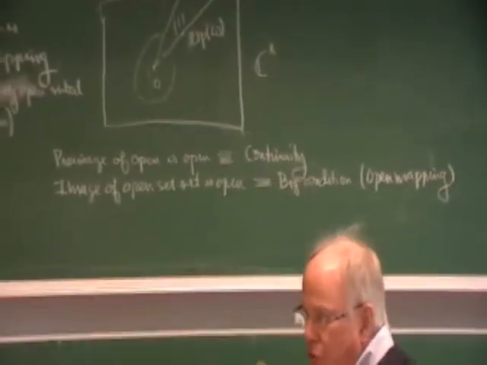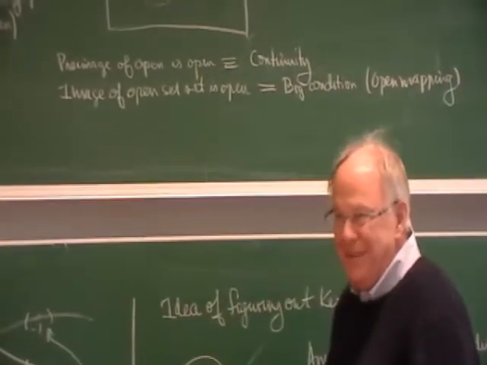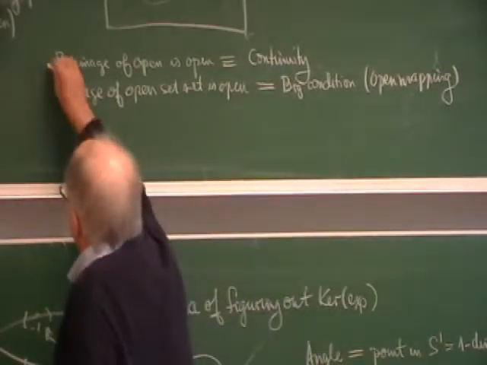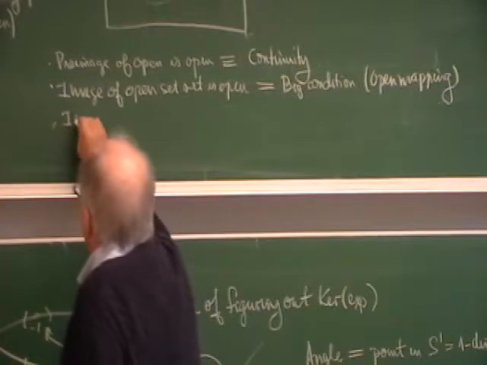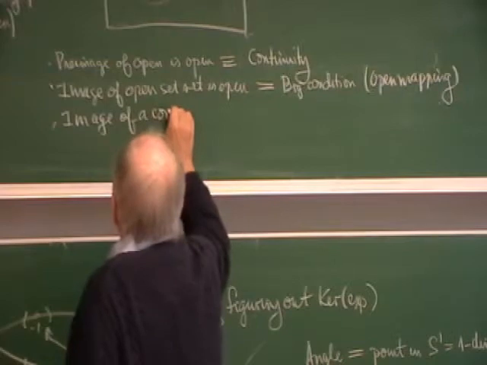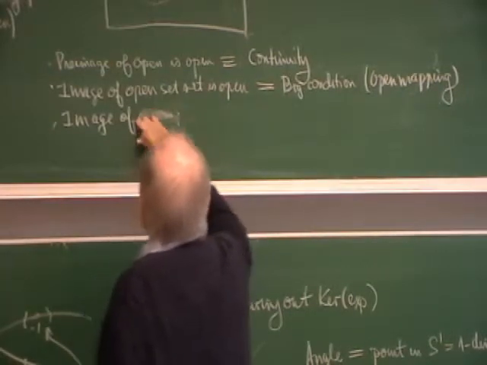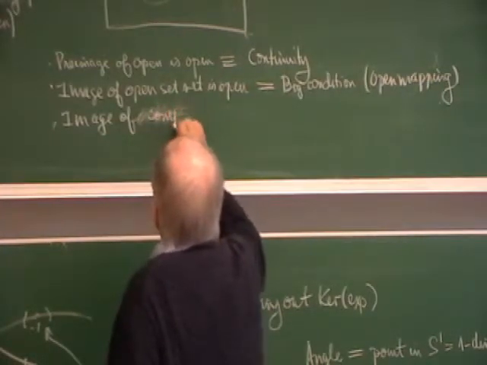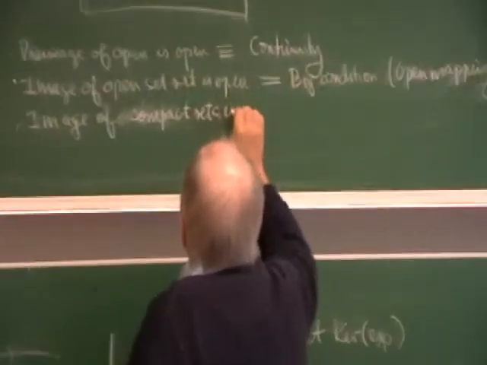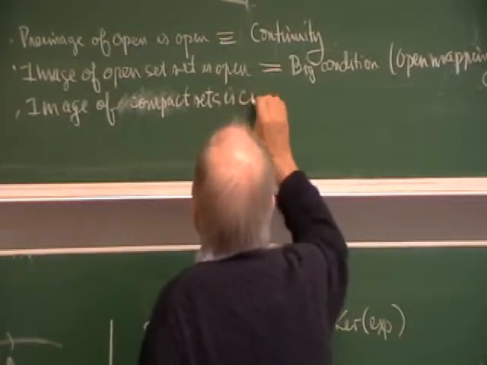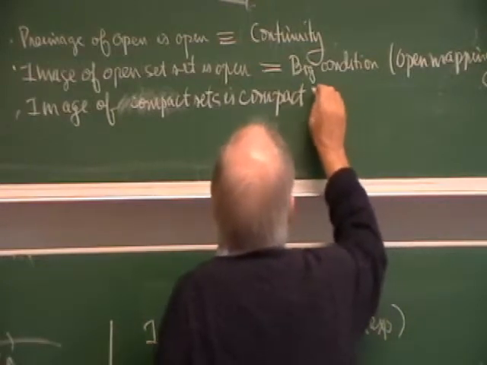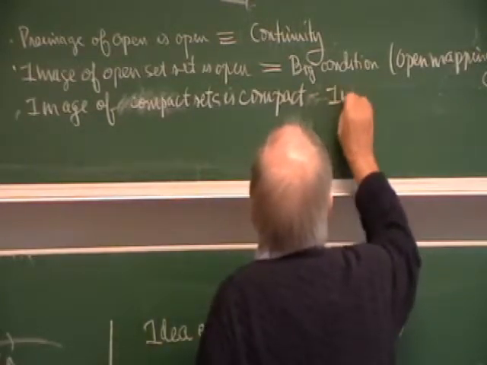There are four things that you should keep in your mind. These are two of them with open sets. The other two things you keep in mind are with compact sets. Image of a compact set is compact. This is implied by continuity.